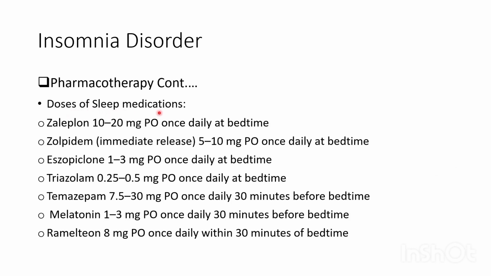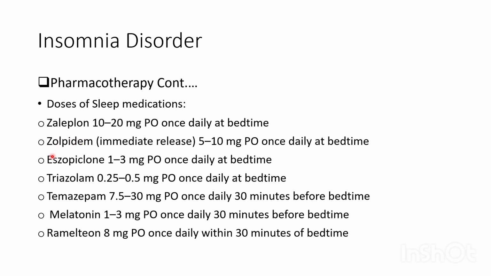Doses of sleep medication: Zaleplon 10 to 20 mg per oral once daily at bedtime. It should be taken 3 to 4 hours before planned awakening time. Zolpidem 5 to 10 mg per oral once daily at bedtime. It should be taken 7 to 8 hours before planned awakening time. Eszopiclone 1 to 3 mg per oral once daily at bedtime. It should be taken 7 to 8 hours before planned awakening time.